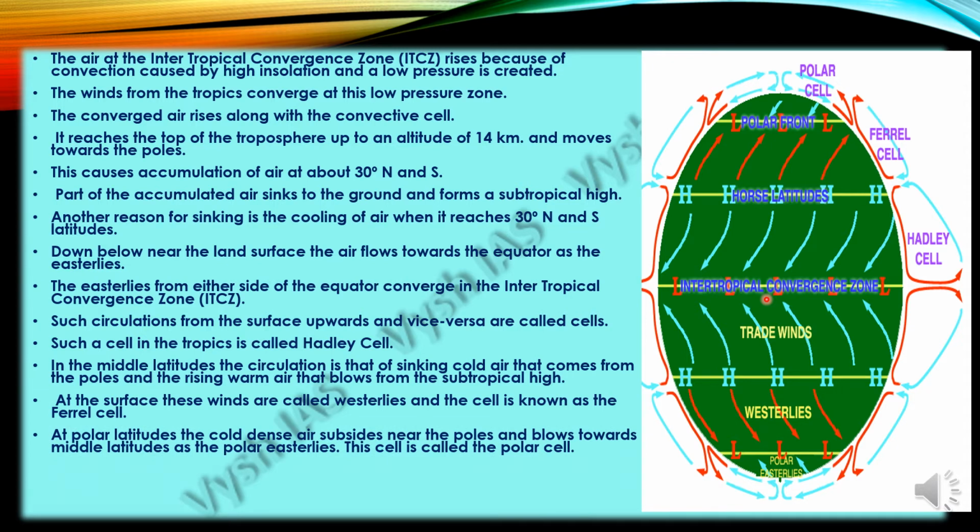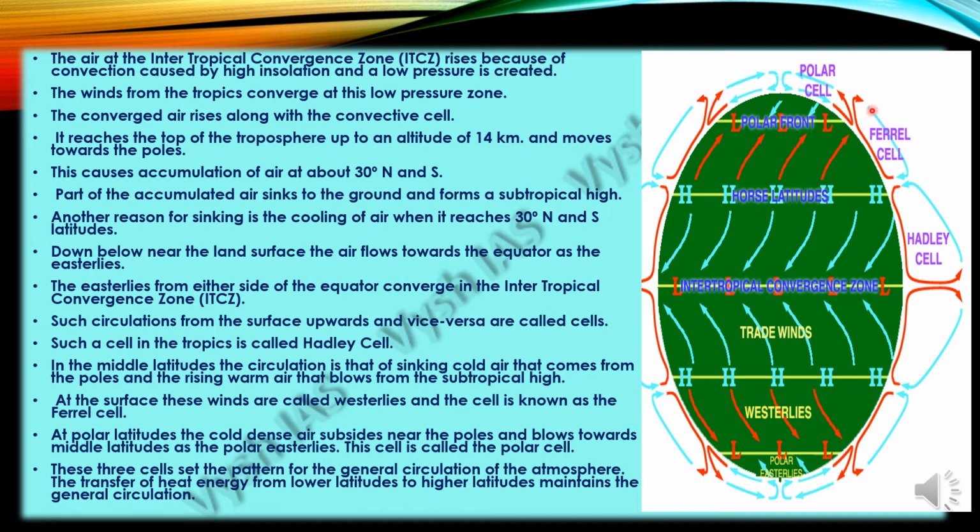So at polar latitudes, the cold dense air will start subsiding near the poles, and it will start blowing towards the middle latitudes as the polar easterlies. So this cell is known as the polar cell. As you can see over here, the polar cell is over here, the Ferrel cell is over here, and then we have the Hadley cell over here. So these three cells will set the pattern of the general circulation of the atmosphere, and the transfer of heat energy from the lower latitudes to higher latitudes maintains the general circulation.